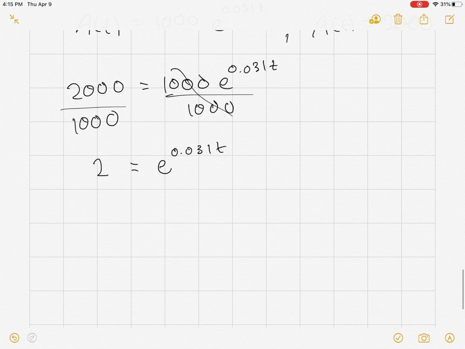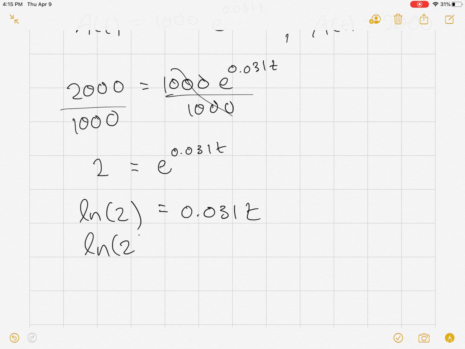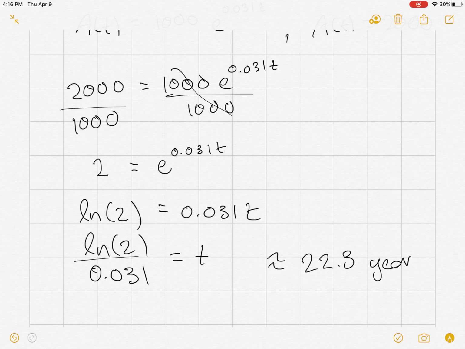And now I can take the natural log of both sides of my equation. So we get the natural log of 2. The natural log and the e will cancel out. We'll be left with 0.031 t, right? And then my last step is I just divide both sides by that 0.031. And then that will approximately equal, let me just plug that into my calculator really quick, approximately 22.3 years.